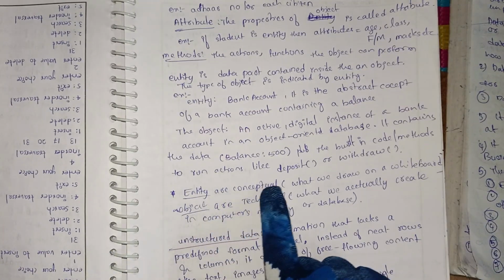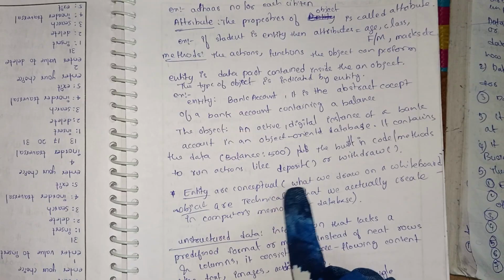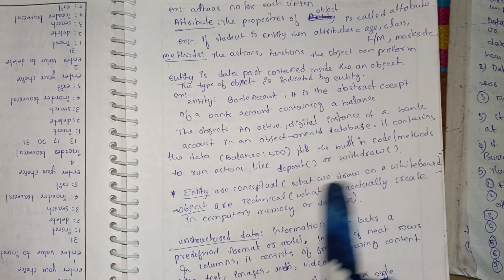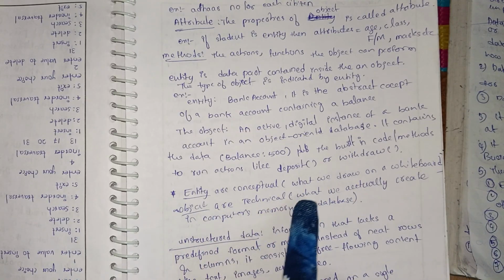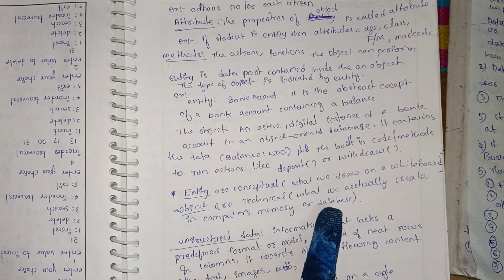Entities are conceptual, meaning imaginary, what we draw on a whiteboard. Objects are technical, what we actually create in the computer's memory or database.